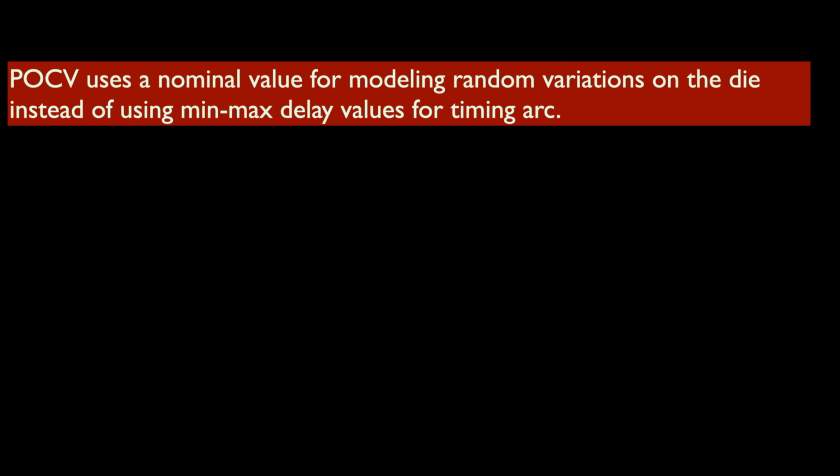Now let us talk about POCV analysis. POCV uses a nominal value for modeling random variations on the die instead of using min-max delay values for the timing arc. We know that with min-max analysis, there is a probability of actual delay falling anywhere between the min-max extremes. While in POCV, there are maximum chances of delay occurring near the nominal value, and there are very few chances of falling farther away from it.